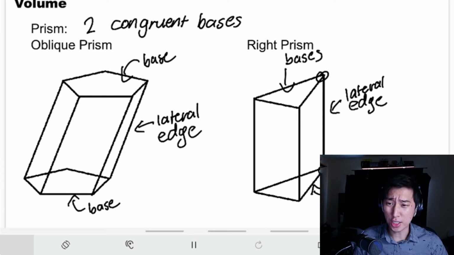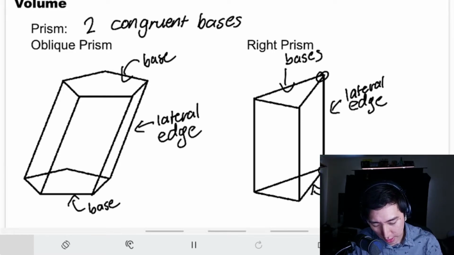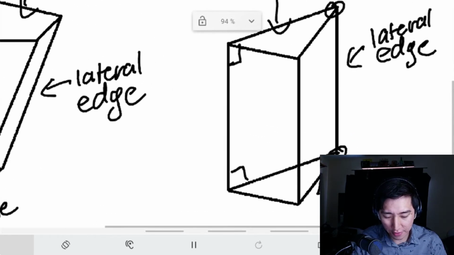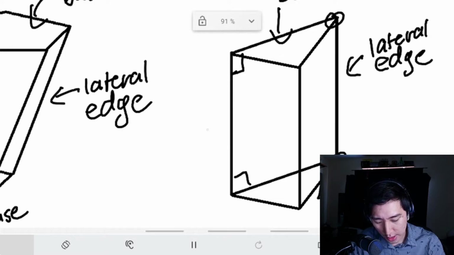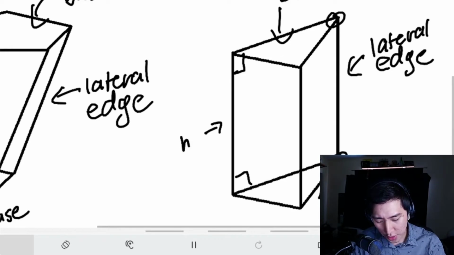Now, the last thing that we need to talk about is your height or your altitude. Your altitude or your height is defined as the perpendicular distance between your two bases. So if we were to look at this over here, this is a 90-degree angle and this is a 90-degree angle purely because of the definition of a right prism. So this here is a lateral edge, but it's also your height.